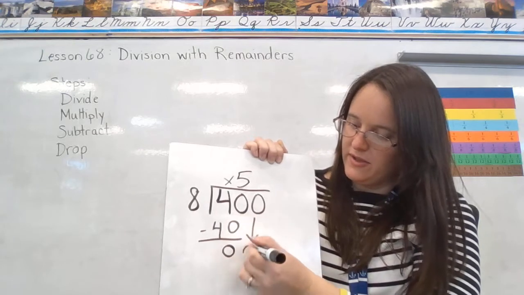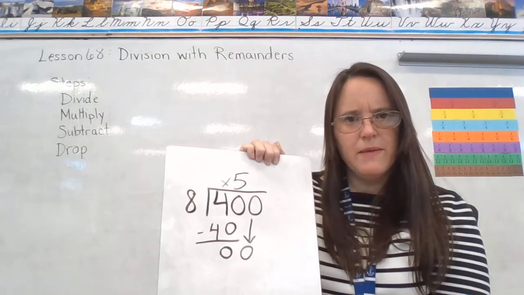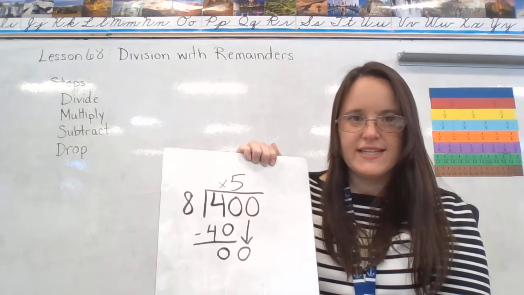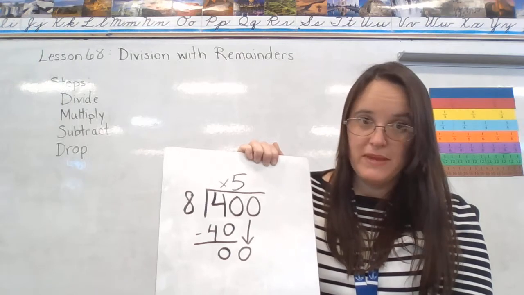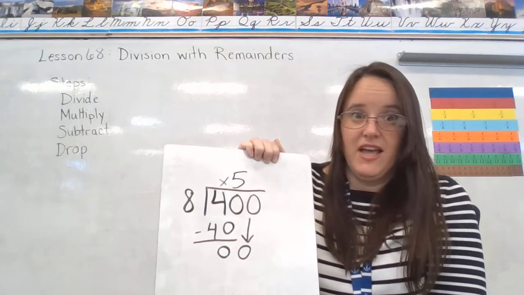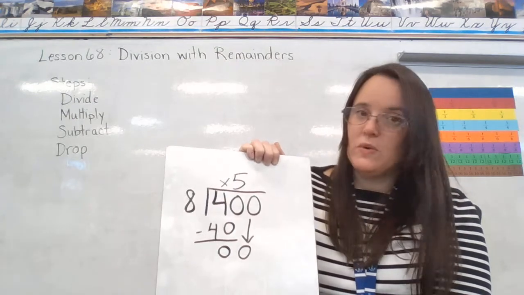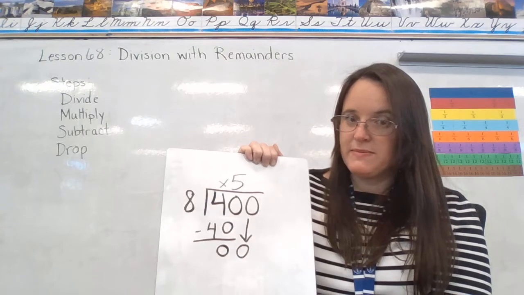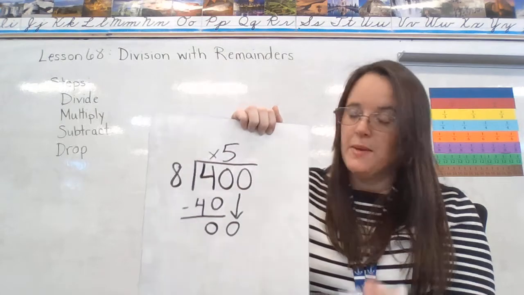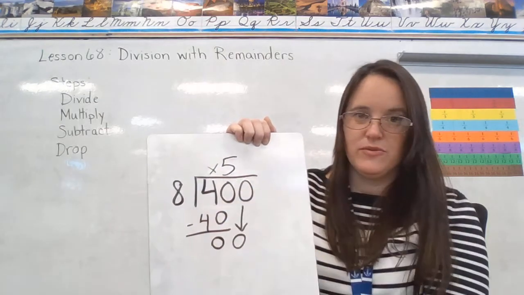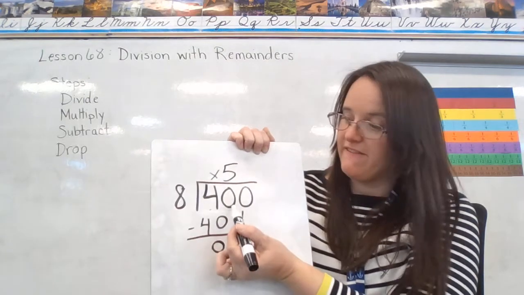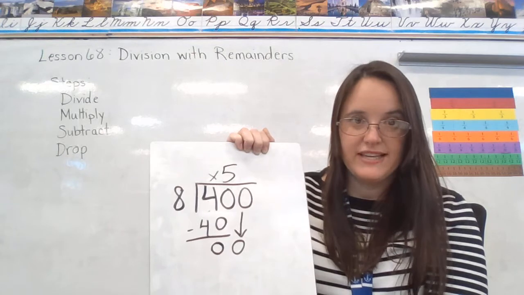We drop 0. How many times can 8 go into 0? Or if I ask it another way, if I have 0 people, how many groups of 8 can I make? None. I don't have any. So one mistake that my students sometimes make is they get this 0 and they go, oh, I'm done. My answer is 5. But look at what place value the 5 is in. We have 1s, 10s, 100s. My 5 is in my 10s place value.